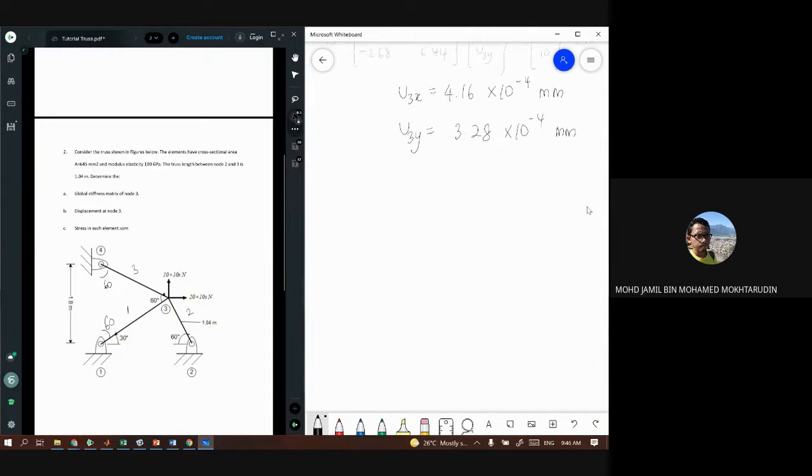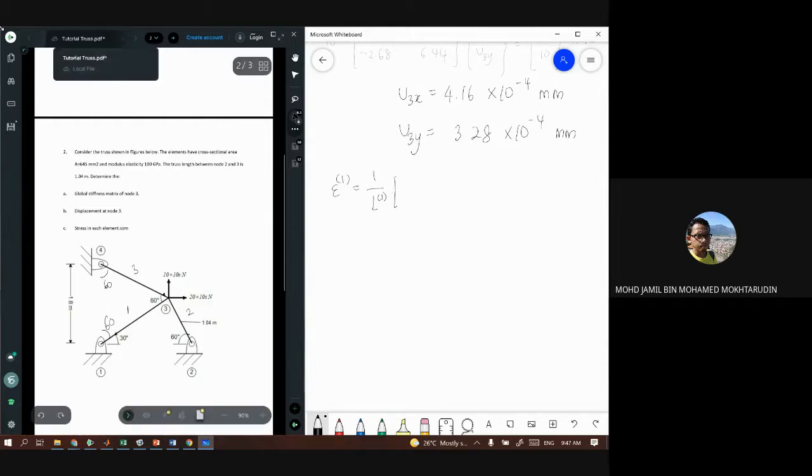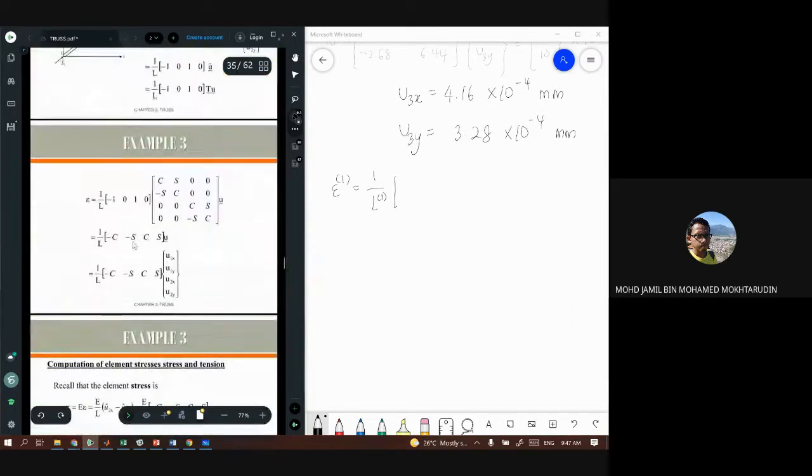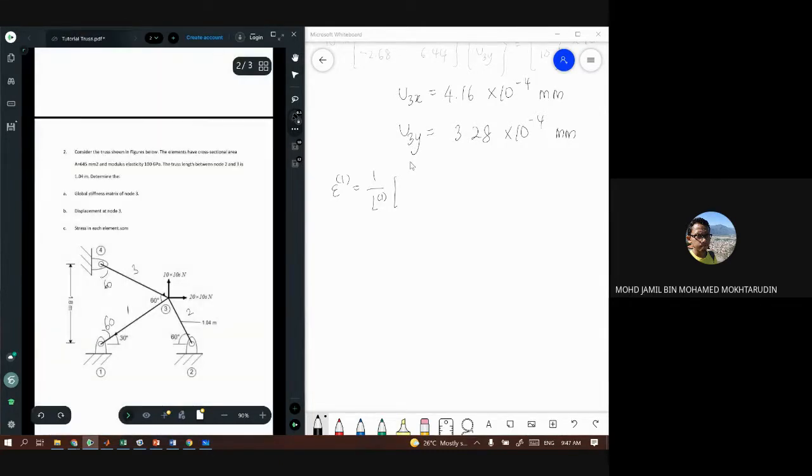And then the last question, you need to calculate the stress in each element. So what you need to do is determine the strain first. So strain of element number 1 is 1 over L1 times negative cosine, negative sine, times positive cosine, positive sine. This formula.